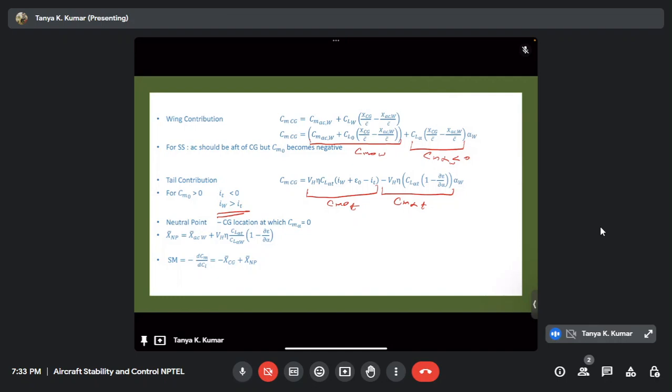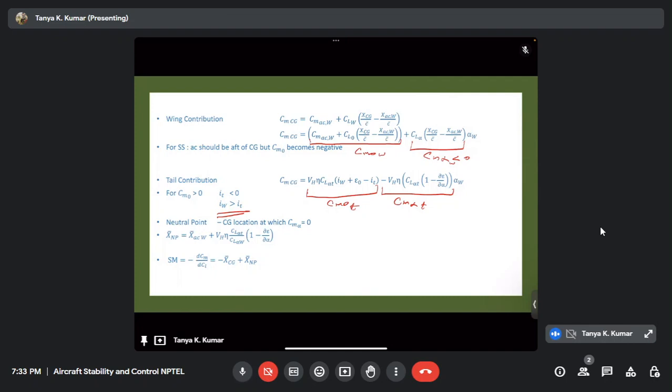Okay, next we saw a concept known as neutral point. Now till now we had only the wing, so we only needed the aerodynamic center. When we added the tail, another surface was added onto the aircraft which has another aerodynamic center.